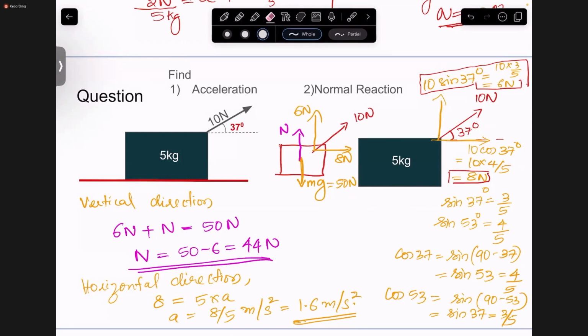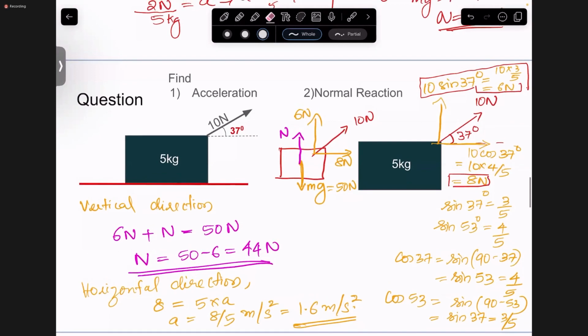Okay, I hope you have understood the concept of FBD, free body diagram. If not, we will be continuing this discussion in the next lectures also. Free body diagram is a very important concept in laws of motion, for solving problems related to laws of motion. So we will be looking at different models of questions, how to draw a free body diagram, how to resolve the vectors, and how to calculate the acceleration or normal reaction due to the forces acting on a body. So we will be continuing this discussion in the next lecture.